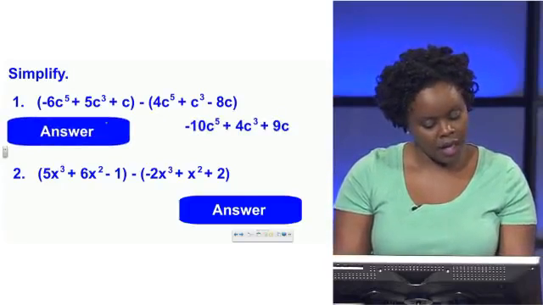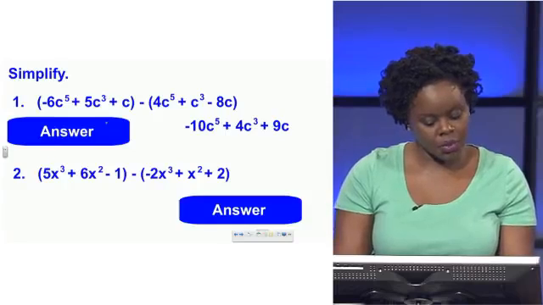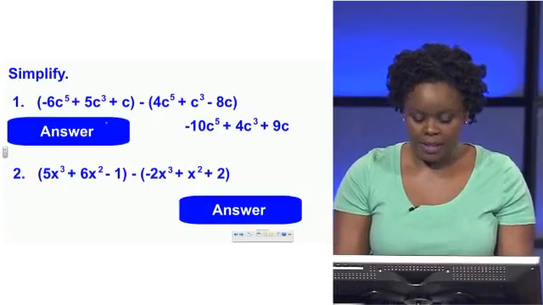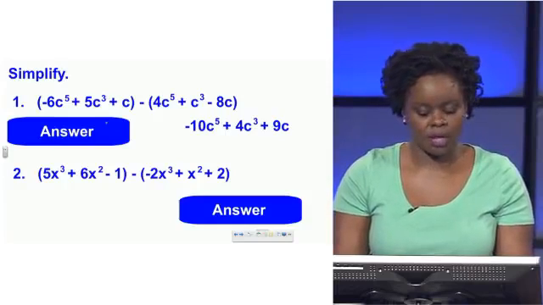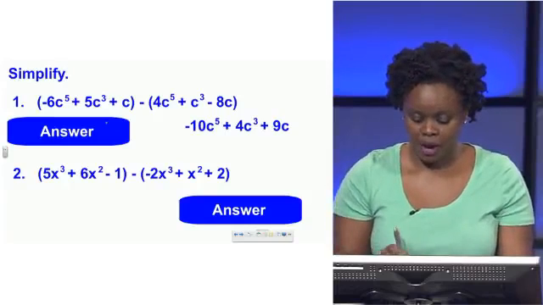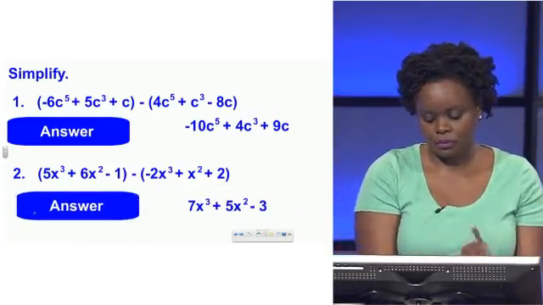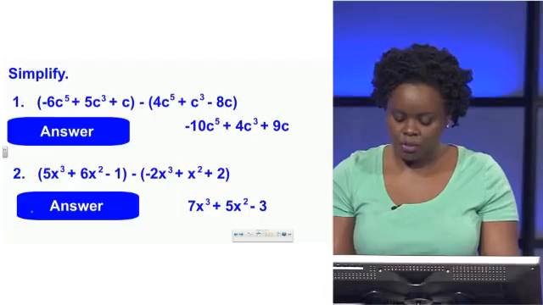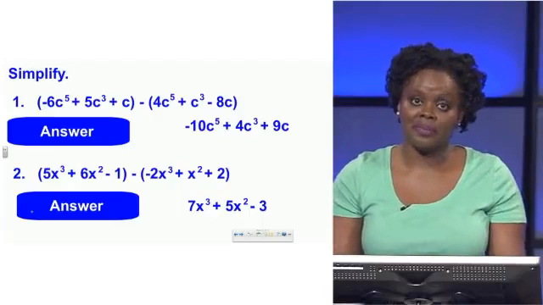All righty. 5x cubed plus 6x squared minus 1 minus negative 2x cubed plus x squared plus 2. That one, 7x cubed plus 5x squared minus 3.